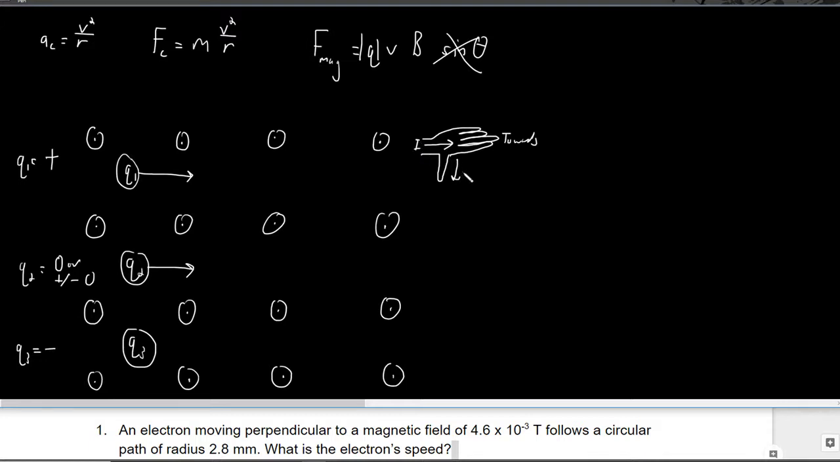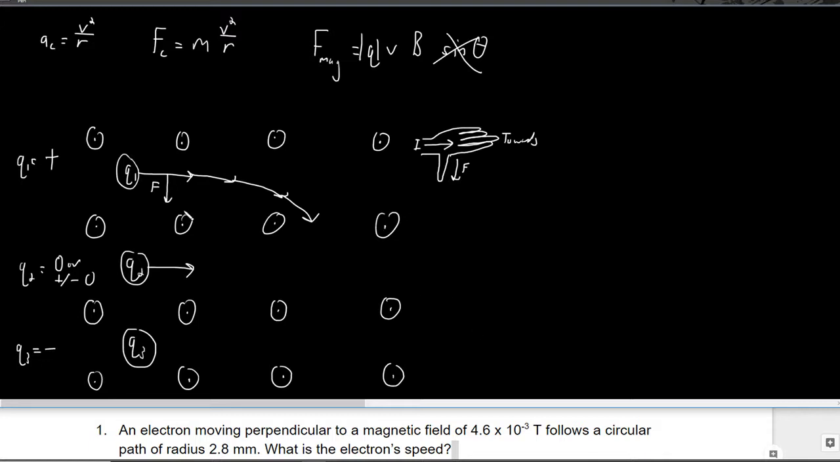That's going to be the direction of the force for a positive charge. So in this case, my force is actually going downward. Okay, so that means my particle is actually going to get pulled little by little, kind of down in that direction.